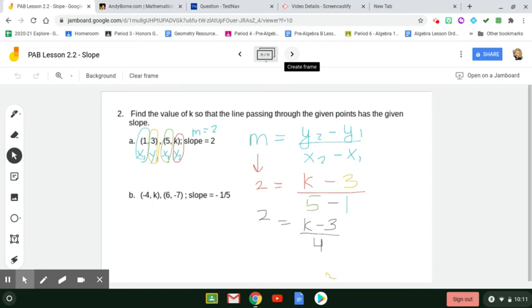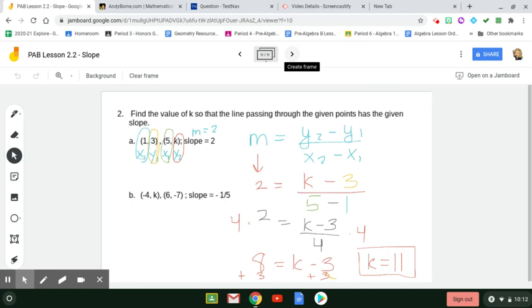So I'm going to clear out that 4 by multiplying both sides by 4. Then I'm going to come up with 8 equals k minus 3. And you guys know from before that you need to add both sides by 3 to come up with your answer. So that missing value would be 11. So that means the ordered pair that I would need to get a slope of 2 would be 5, 11, and 1, 3 to get our answer.